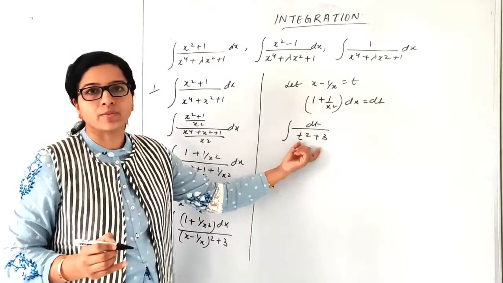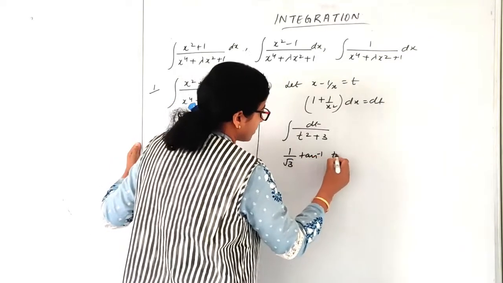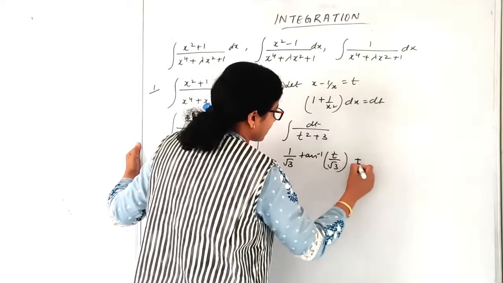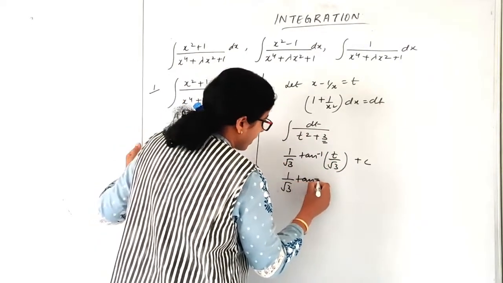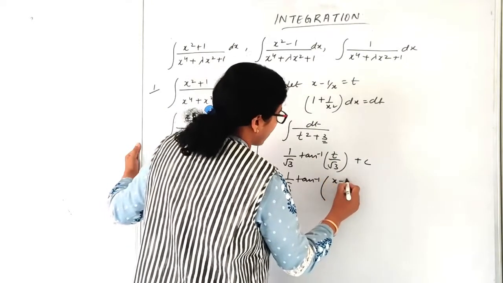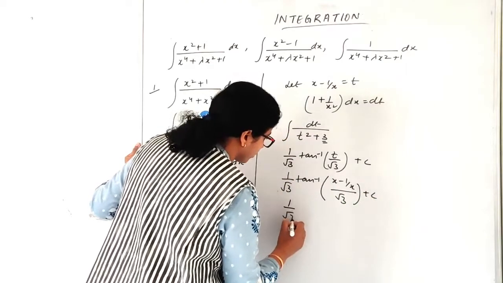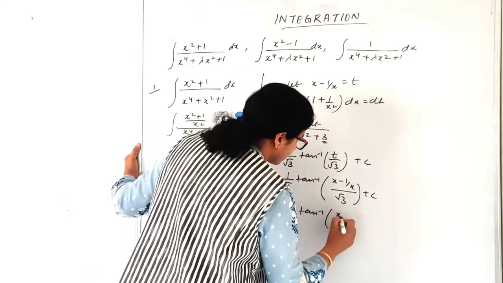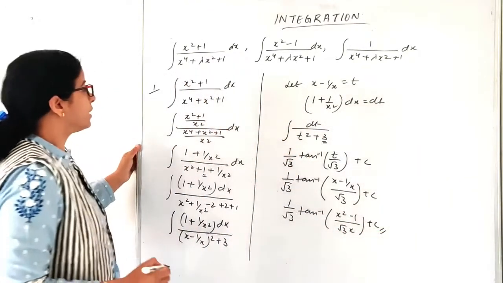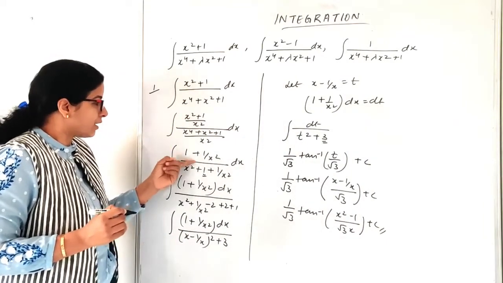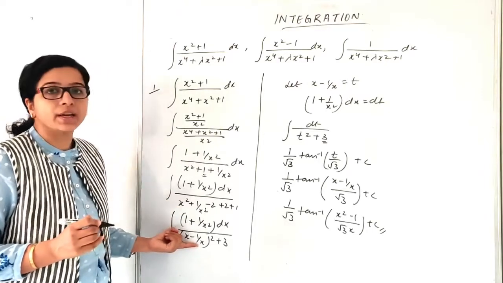So now I can directly substitute the formula. 1 upon a tan inverse t by root 3 plus c. This is a square, so we have to change it into a. Substitute the value of t. So the value of t is x minus 1 by x, root 3, plus c. So my required answer is 1 by root 3 tan inverse (x square minus 1) upon (root 3 x) plus c. Right? So always remember, if you get a term of 1 plus 1 by x square, in denominator we are supposed to make (x minus 1 by x) whole square. Okay.